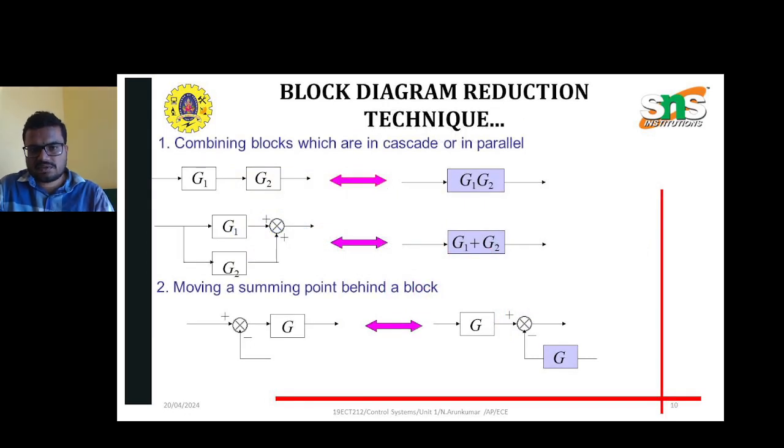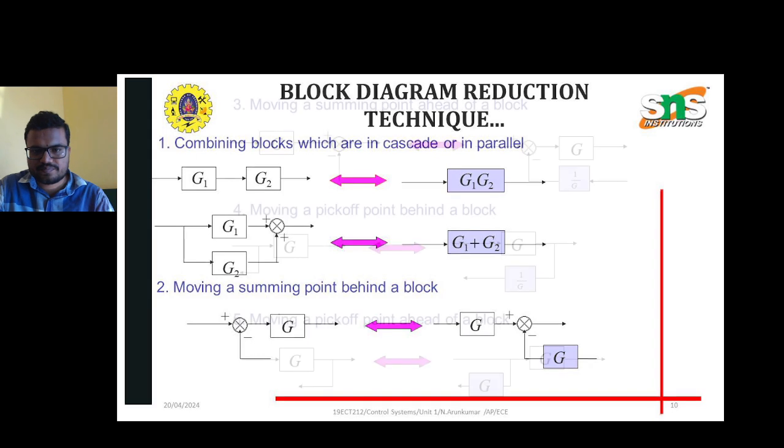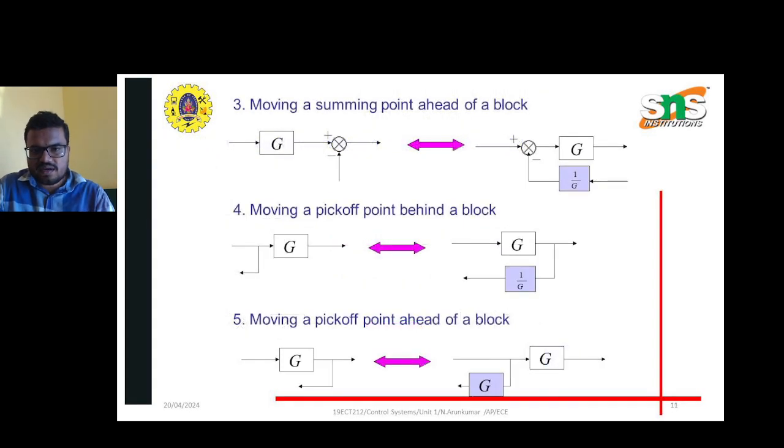Next one is combining blocks. If a block is in parallel with another block, then the equivalent will be G1 plus G2. Like that, moving the branch point: sometimes, to eliminate the feedback loop in the neighbor of the transfer function, we can move the branch point to the next terminal. So all the properties of the control system functions are enabled by using these reduction techniques.